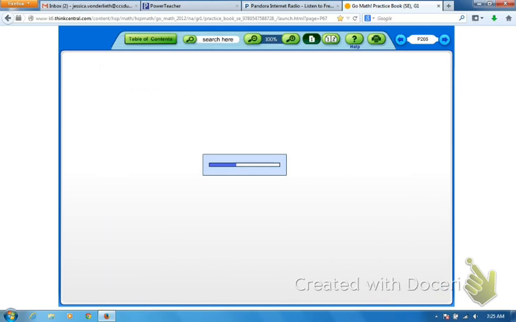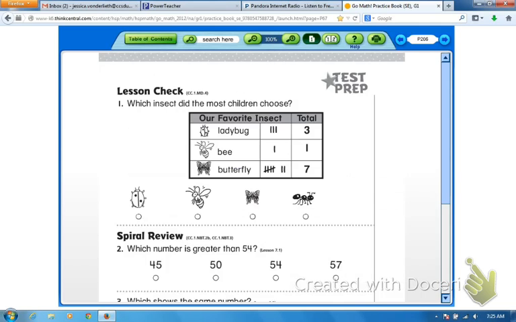On the back side of the homework, number 1 is looking at another tally chart. It says which insect did the most, there's our vocabulary word, children choose. They should know the word most means the greatest number. Which one did most of the children choose? That would be butterflies. And then at the bottom, your spiral review.